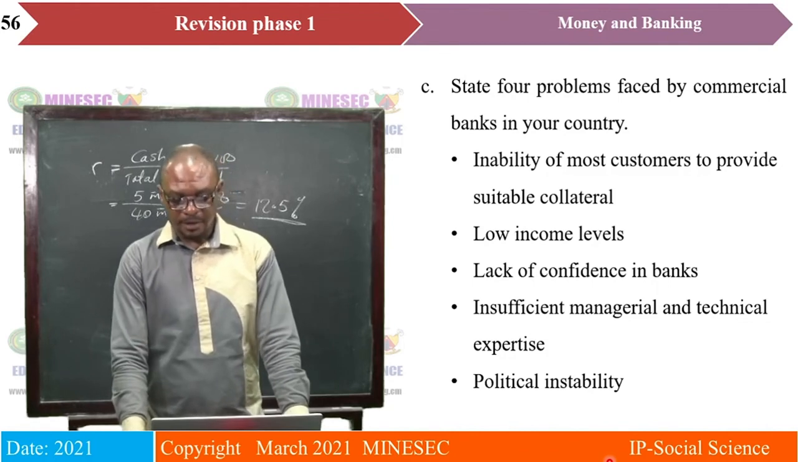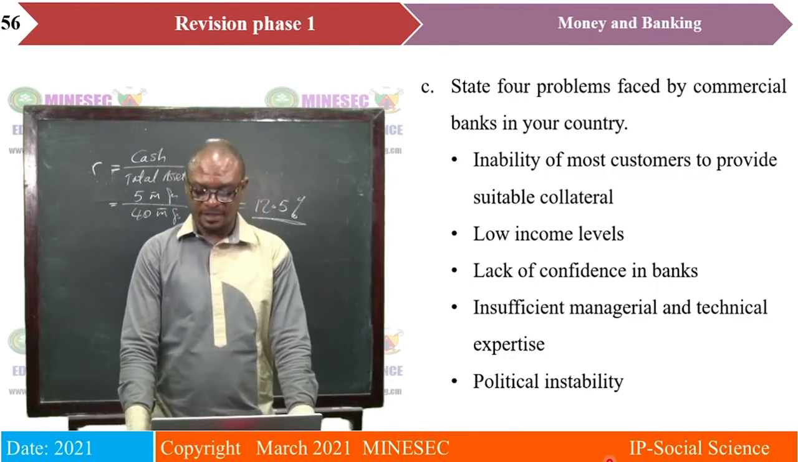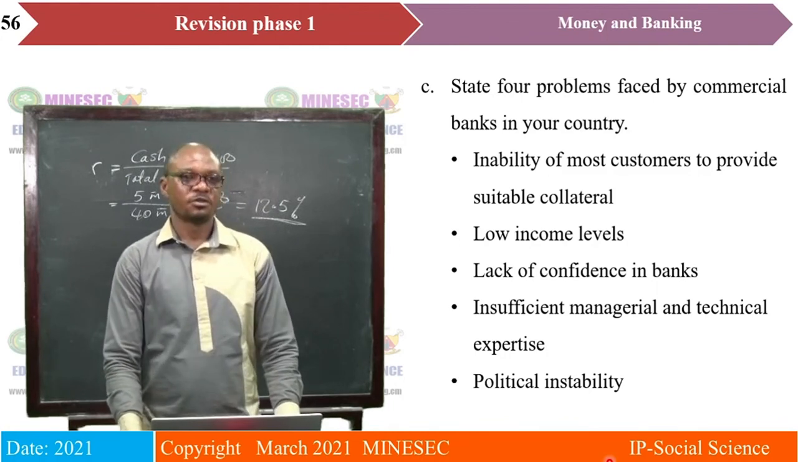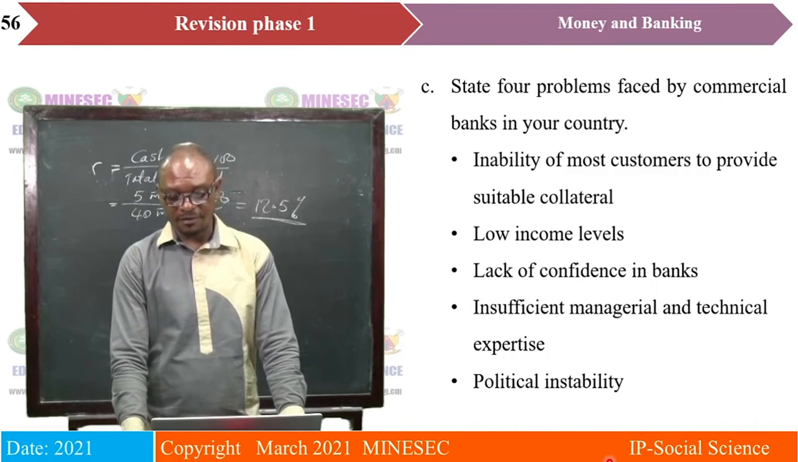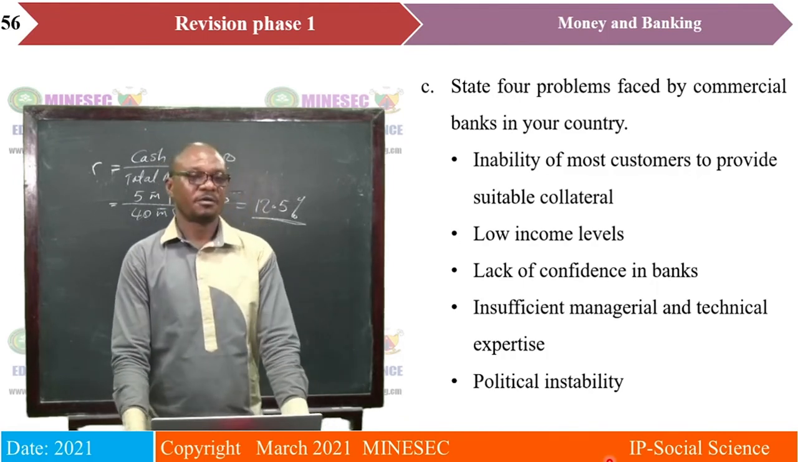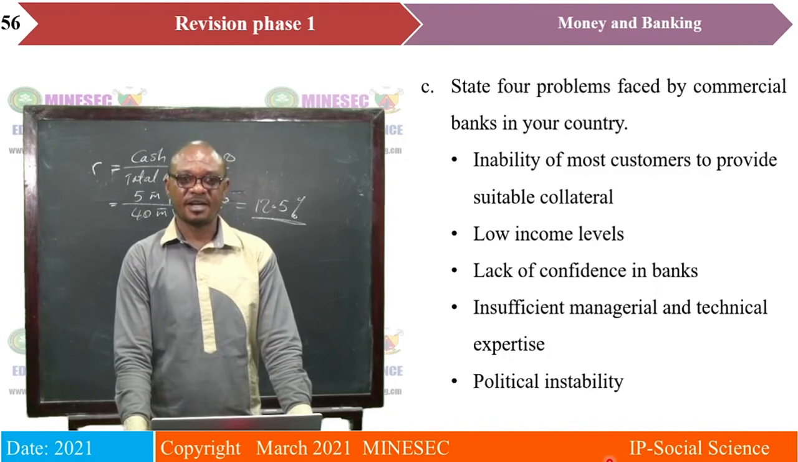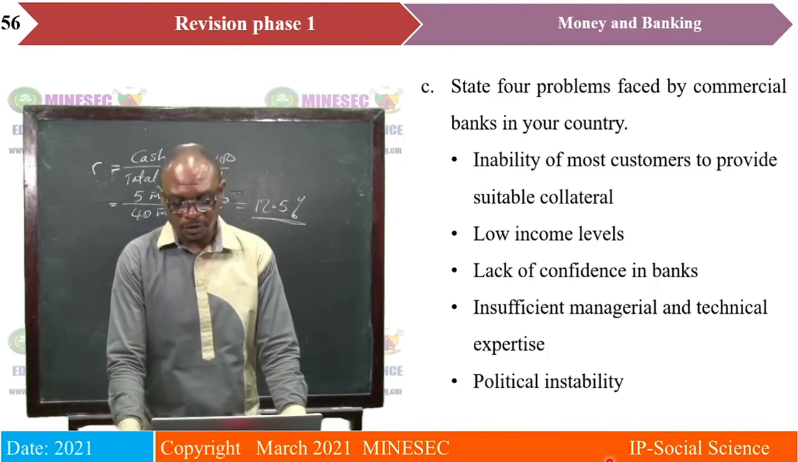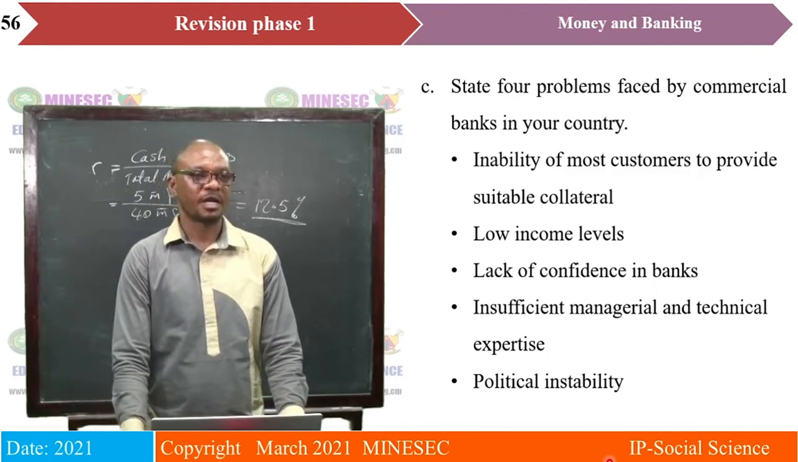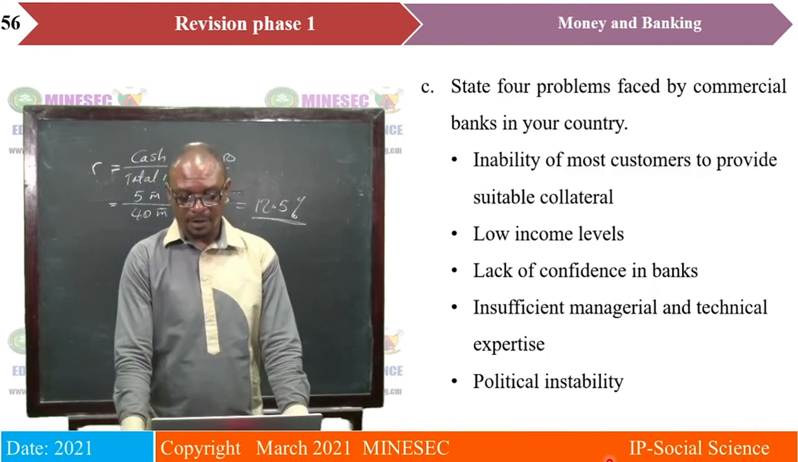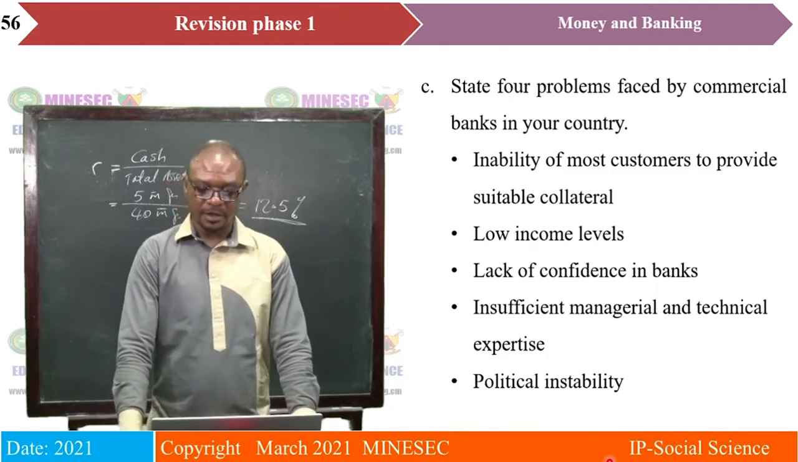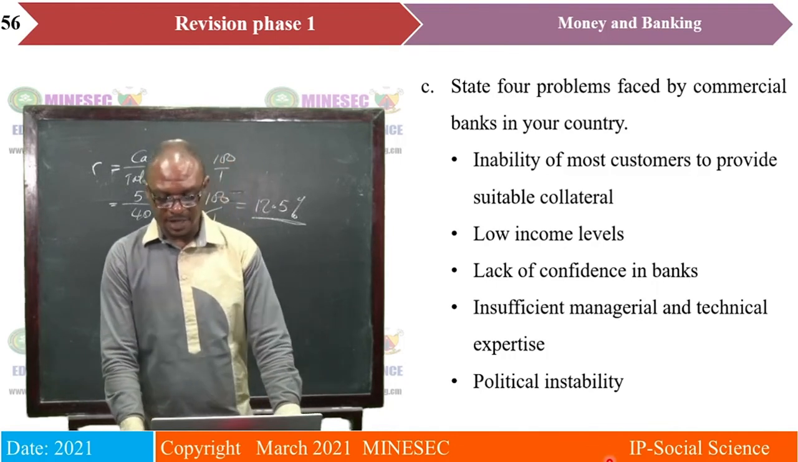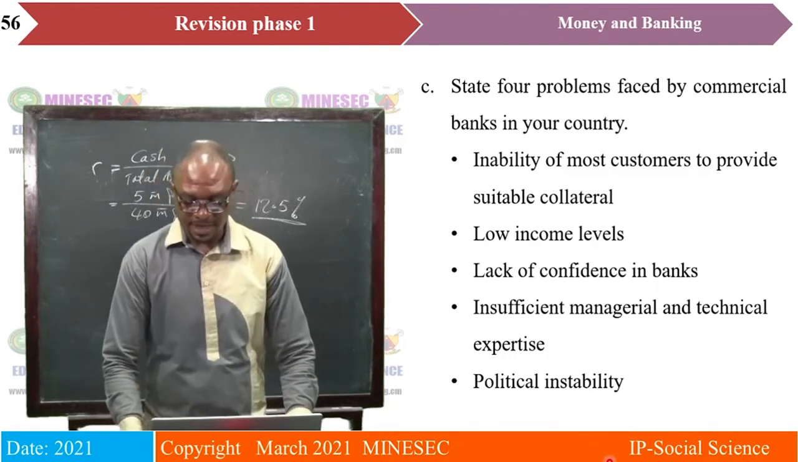Next, we have lack of confidence in banks. A good number of Cameroonians lack confidence in banks, perhaps because they prefer informal financial institutions like Njangi, savings groups and credit unions. So that competition that banks face from credit unions and informal financial institutions tends to be a major problem that they face in Cameroon. And then we have insufficient managerial and technical expertise.